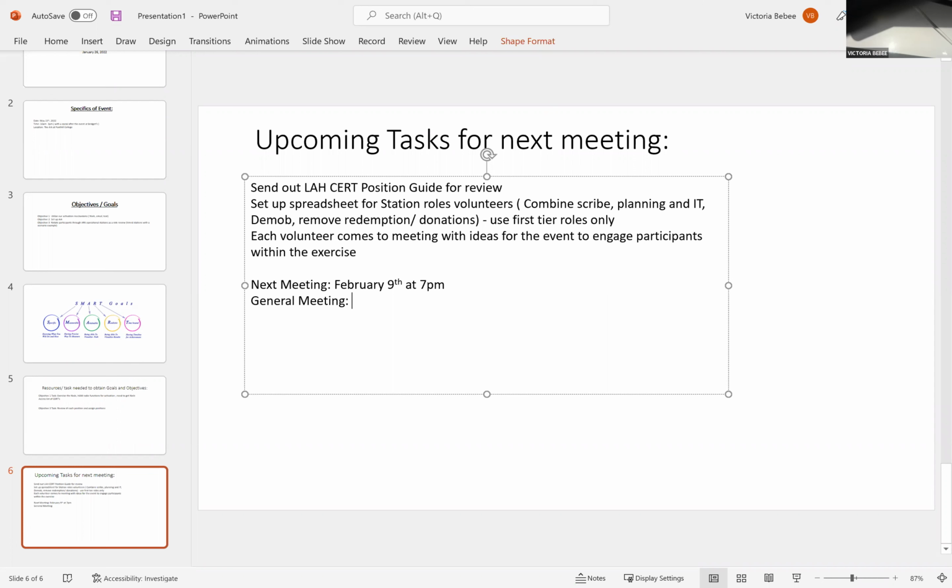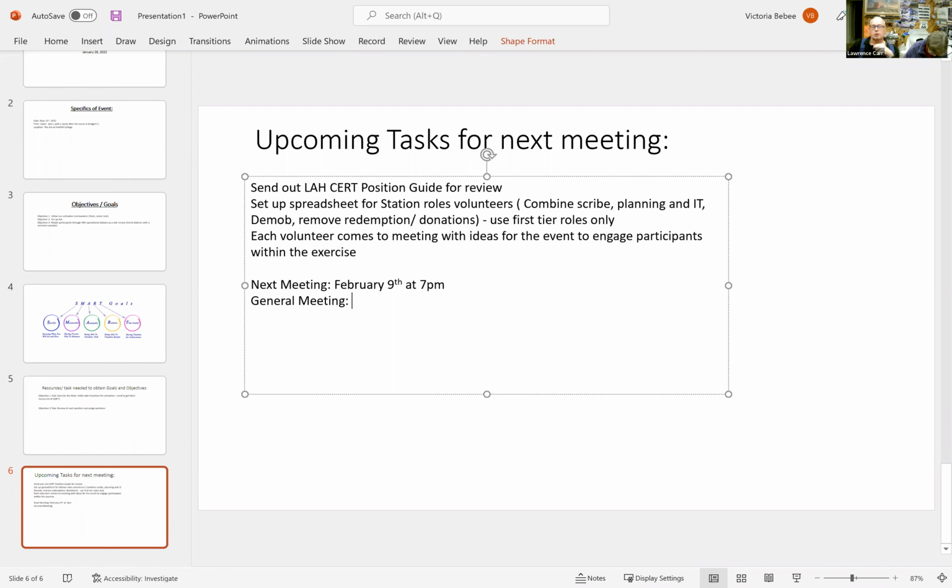So this March 2nd is the COVID seminar. Yes. That's correct. So that's why I was thinking if we do February 23rd for the general meeting, then we would still have March 2nd open.